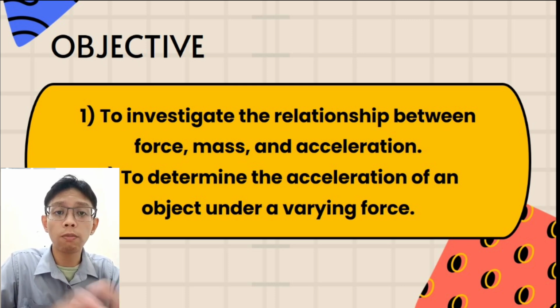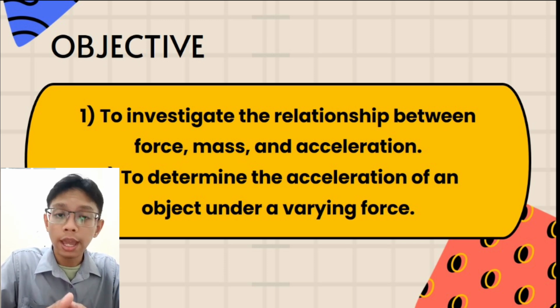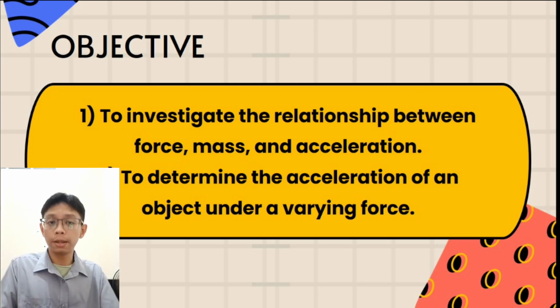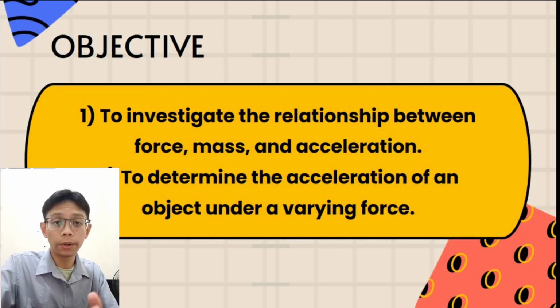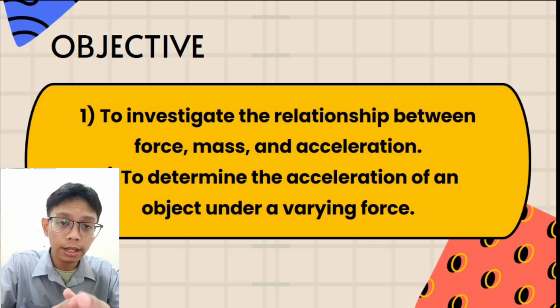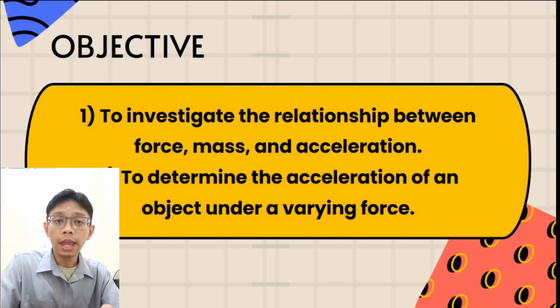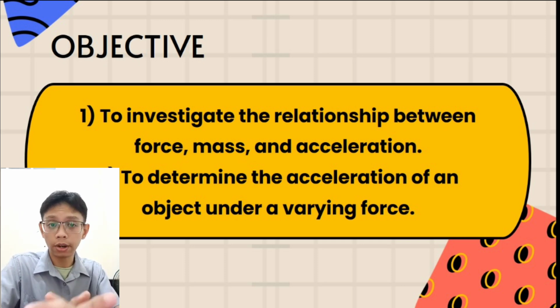From Newton's second law of motion, it states that the acceleration of an object is directly proportional to the net force acting on the object and inversely proportional to the object's mass. From these mathematical relationships, we know that theoretically, the greater the magnitude of net force acting on the object, the greater the magnitude of the object's acceleration. And the greater the object's mass, the smaller the magnitude of the object's acceleration.